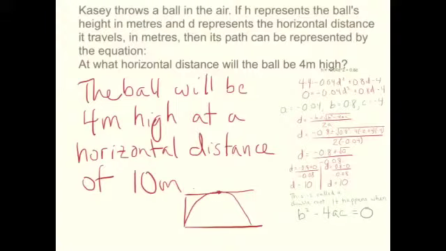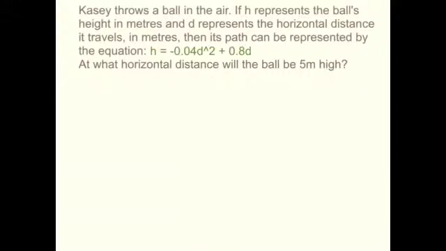Okay, I'm going to just look at one more example. And you might be able to sort of imagine what happens. We're going to look at what happened if we tried to figure out when the ball was 5 meters high. So, same question. At what horizontal distance will the ball be 5 meters high? And we're pretty sure, because it's the same equation as last time, we're pretty sure this ball doesn't get 5 meters high, because we're pretty sure the vertex is 4 meters high. So, let's look at what happens.